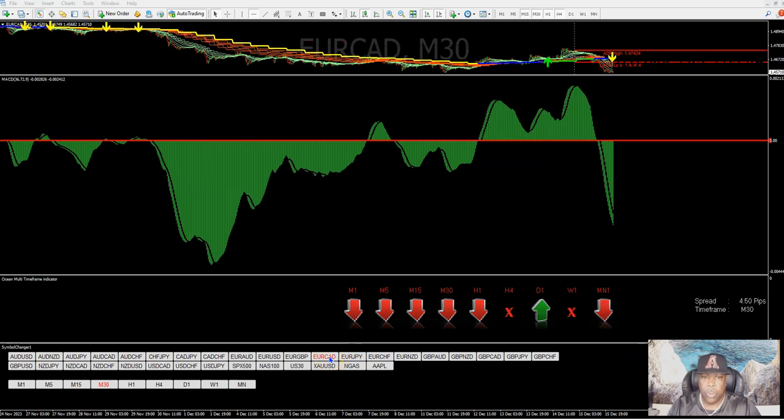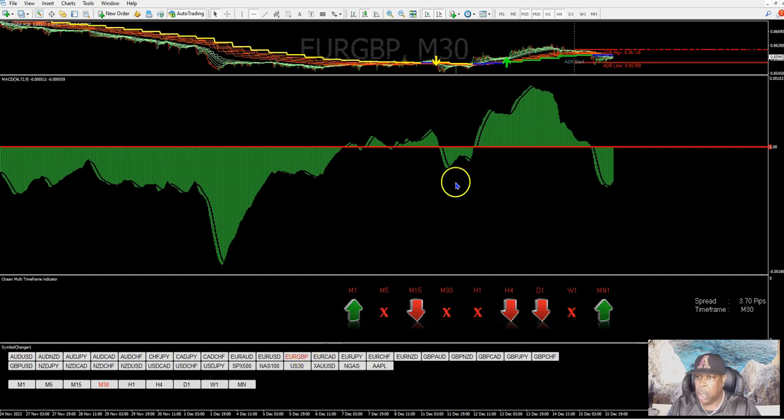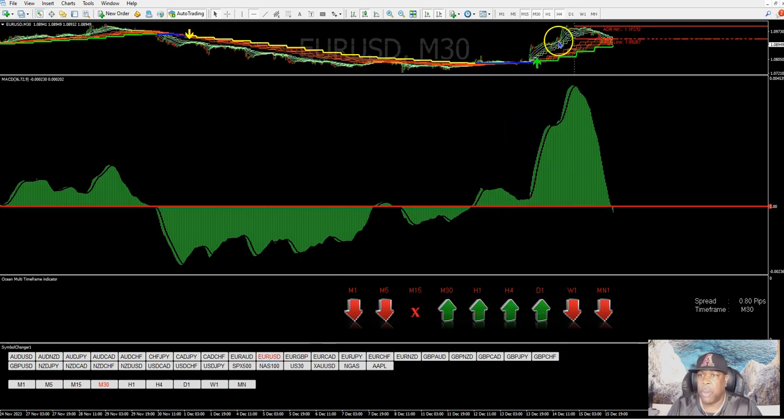Euro CAD, not that big of a deal to me. EG. Now, EG, remember I told you about EG? See how it just drifted slowly? So, yeah, you could have ate a little something up off of that. Euro USD, this is what I meant. See, too far away from the main wave. It dipped down and look at where it stopped at. Exactly on the main wave. Okay.